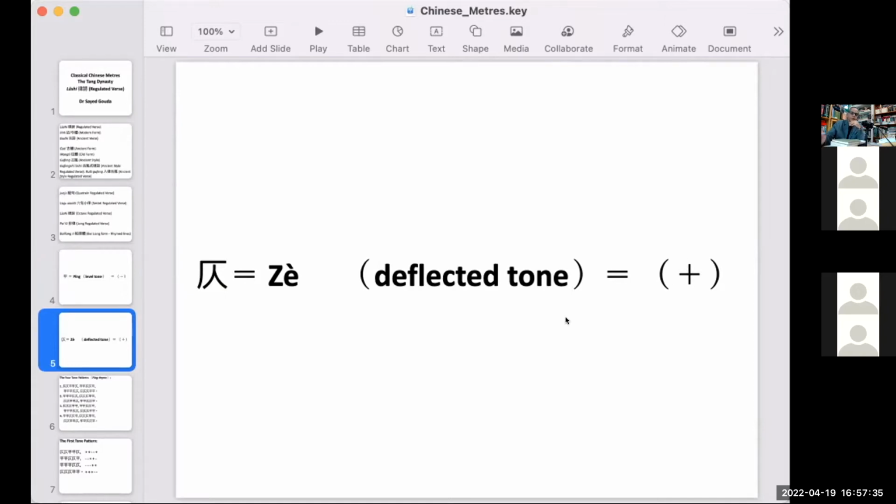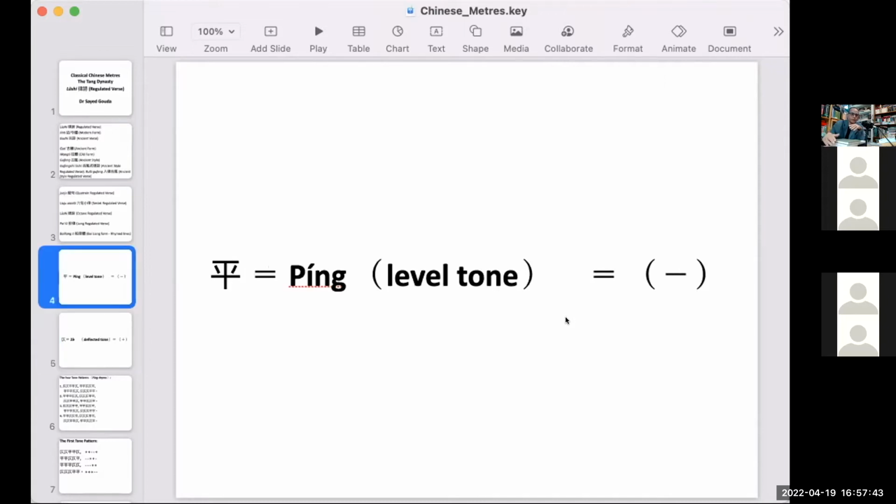And in the old time, there were four tones. The first is ping, and then shang, and then qu, and then ru. Ping sheng, shang sheng, qu sheng, and ru sheng. However, in modern Mandarin, this ru sheng doesn't exist anymore. It still exists in some dialects in southern China. Some dialects still until now have this ru sheng. But modern Putonghua doesn't have this ru sheng anymore.